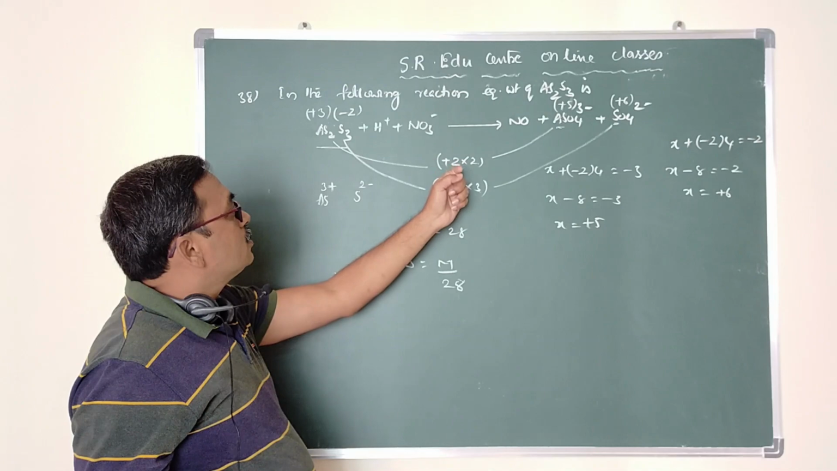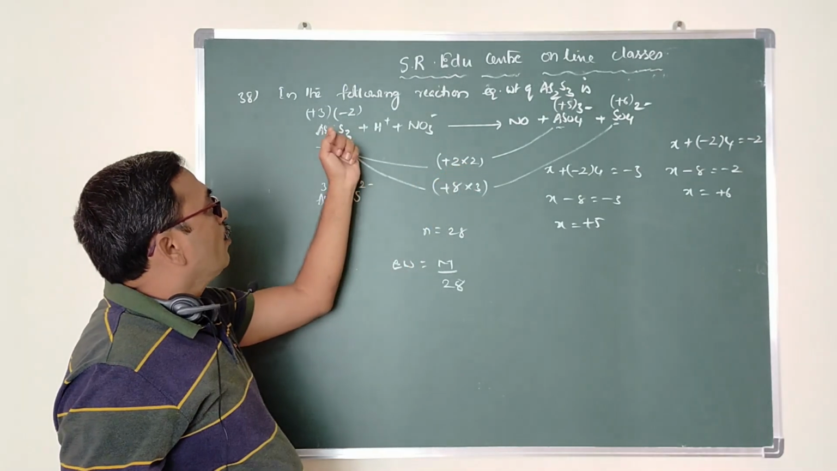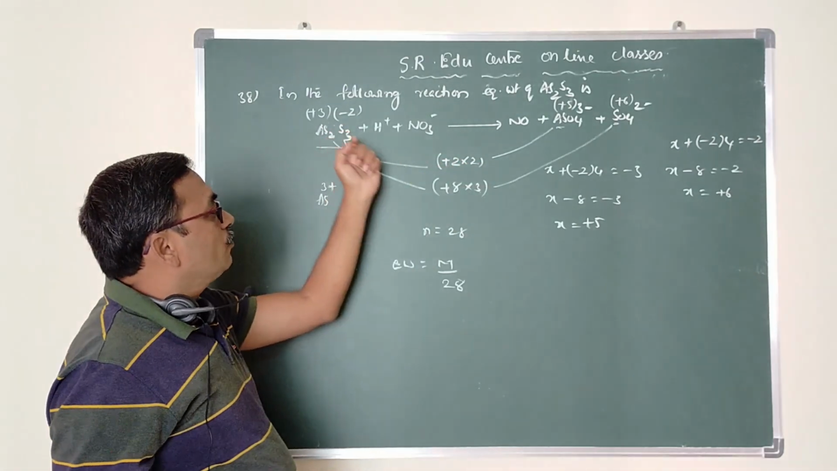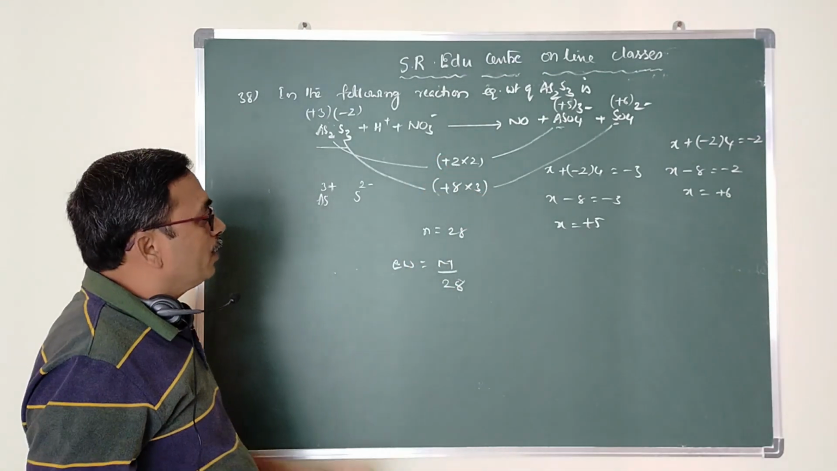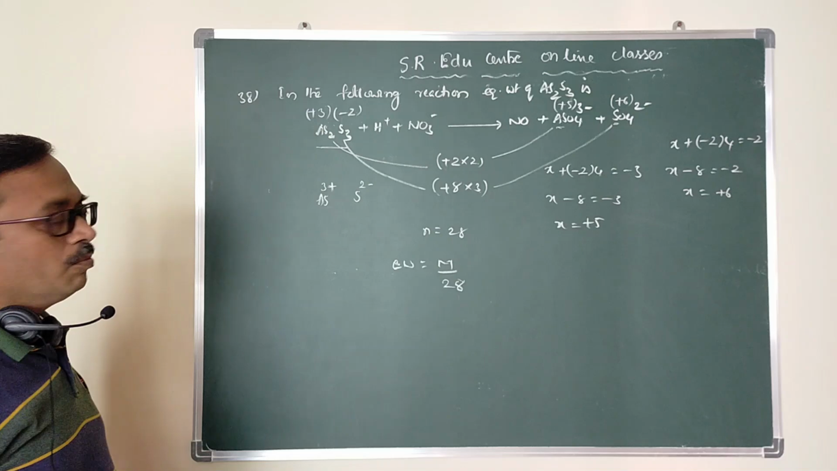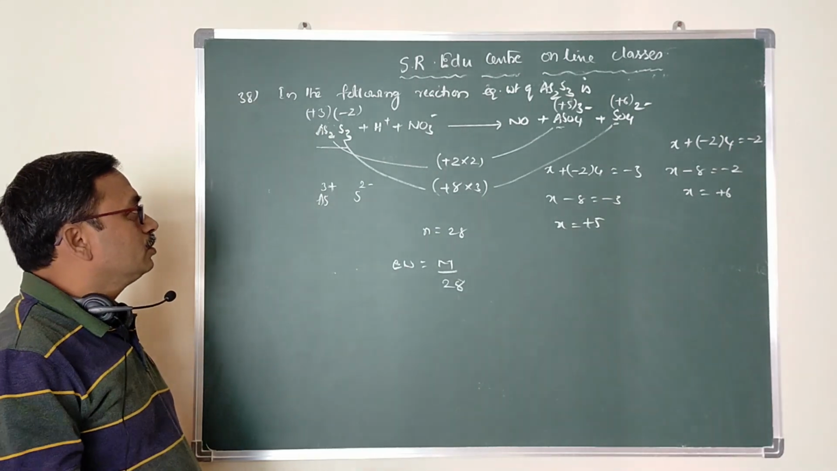Change in oxidation state per molecule is, for arsenic 2 into 2, for sulfur 8 into 3, 24 plus 4, 28. Therefore, n factor is 28. Hence equivalent weight is equal to molecular weight by 28.